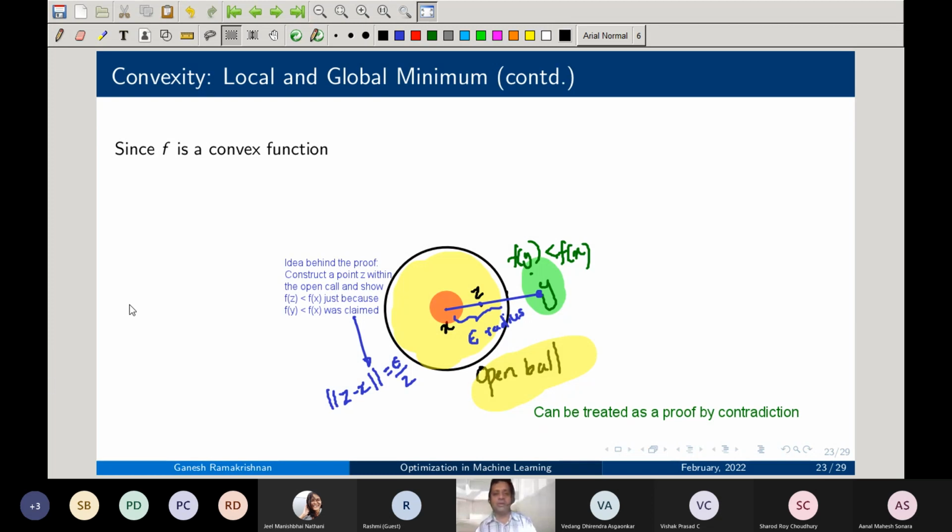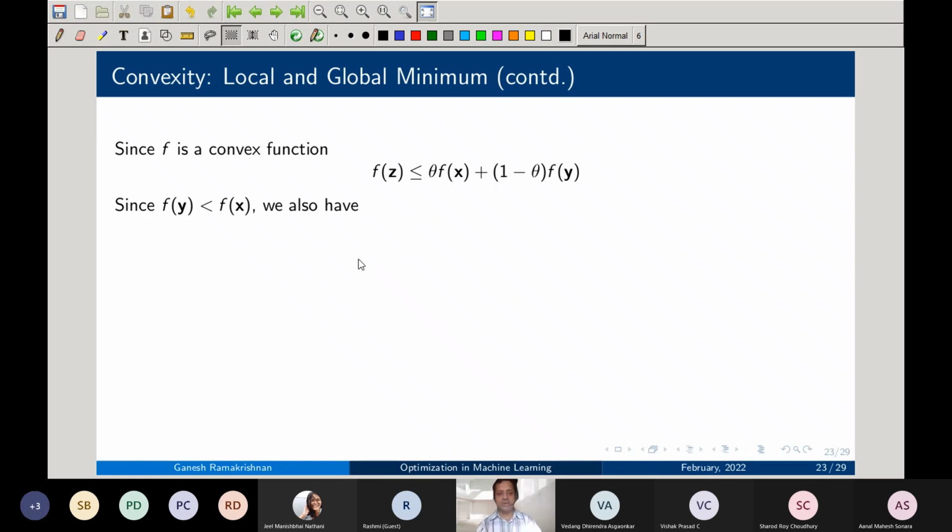So f is a convex function. I know that f of z is less than or equal to theta times f of x plus 1 minus theta times f of y. But we also know that f of y is less than f of x. Okay, so let's just continue this.